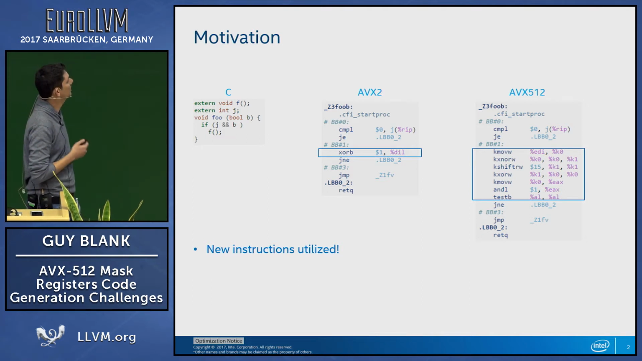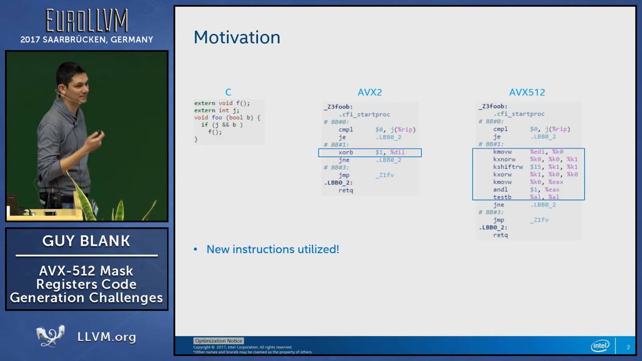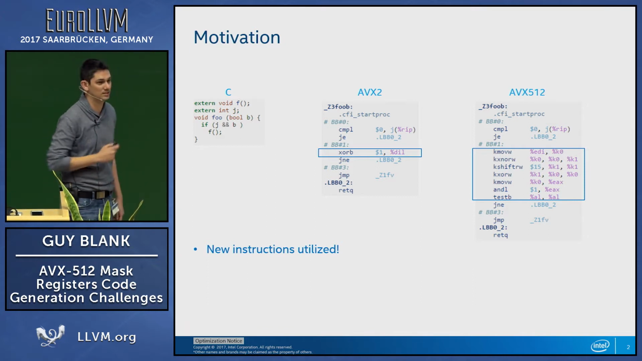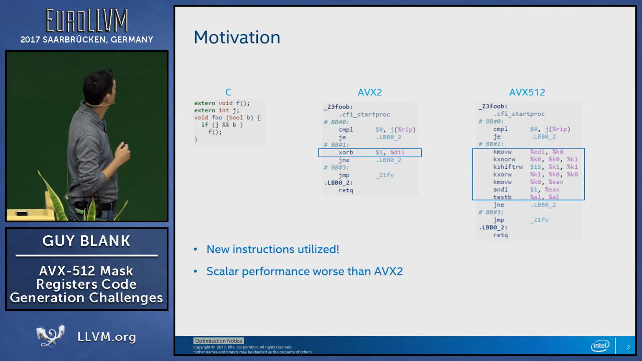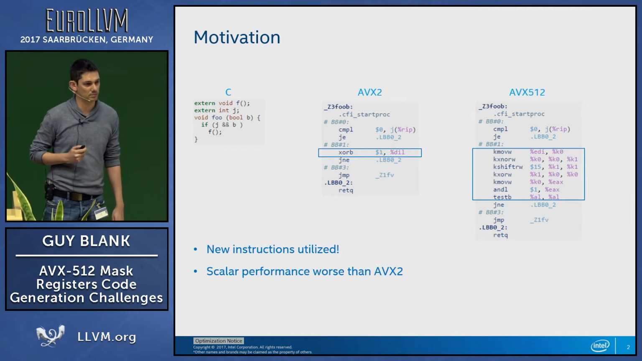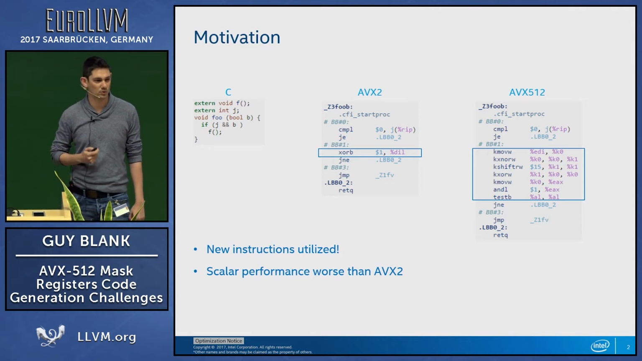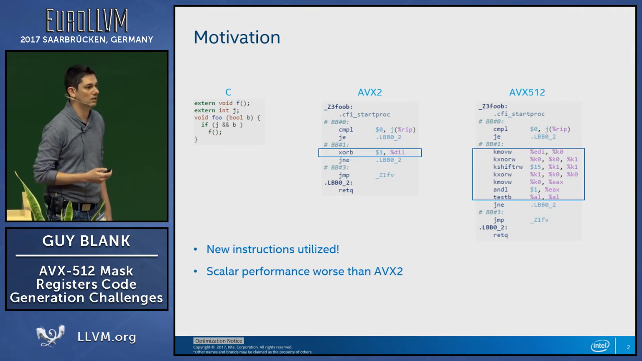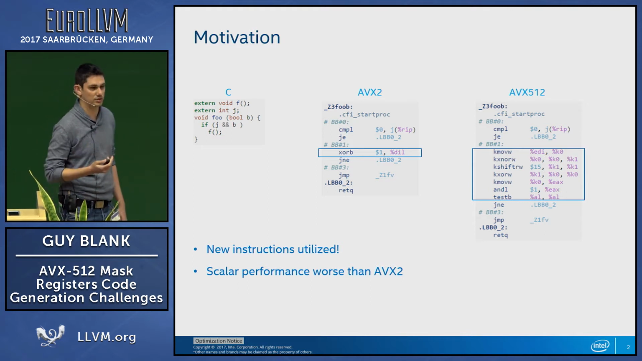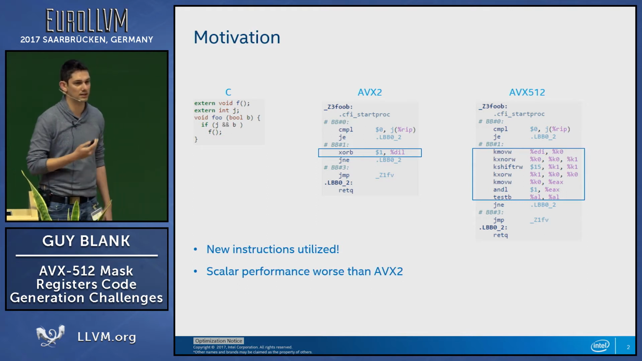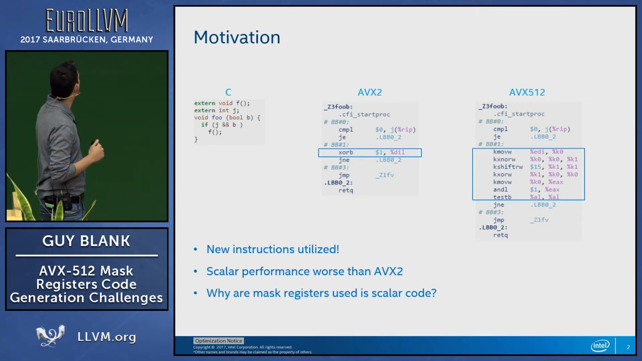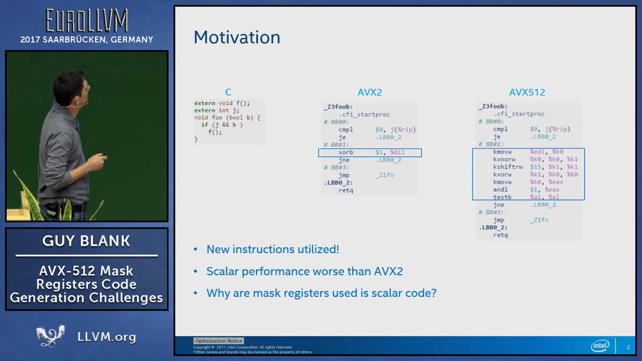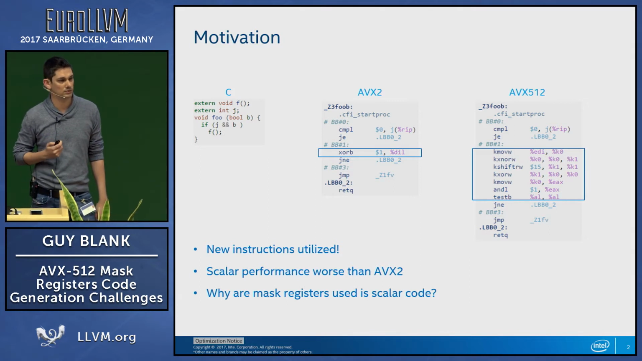You must imagine that all of these instructions are lightning fast and that they're faster than this XOR in AVX2. So no. In this example, and in a lot of other examples in scalar code, we actually saw worse performance in AVX512. Now, although AVX512 is a vector extension, you still wouldn't expect to see such a degradation in performance, right? And why are we even seeing masked code? These are mask registers, so why are we seeing them in scalar code? This is a bit weird.